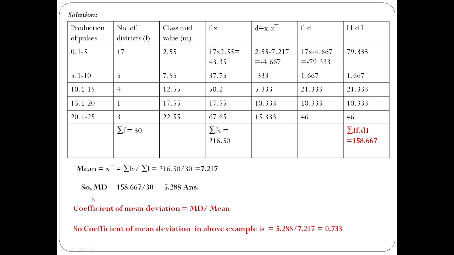Now what is the coefficient of mean deviation? The coefficient of mean deviation is calculated when the mean deviation is again divided by the mean. So in this case we have our mean deviation 5.288 and our mean is 7.217. Just divide the mean deviation by the value of the mean, and we obtain 0.733. So it is the coefficient of mean deviation.